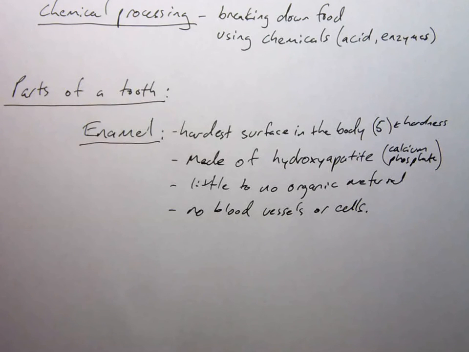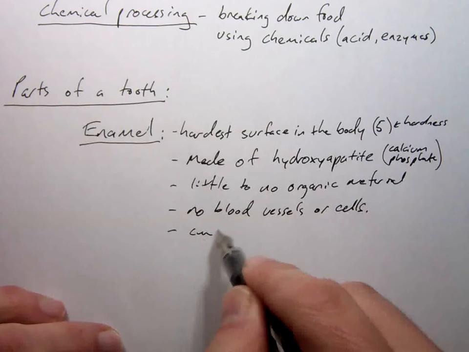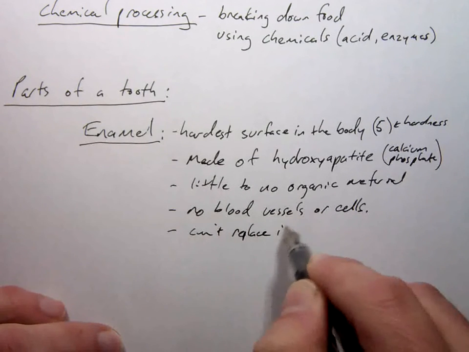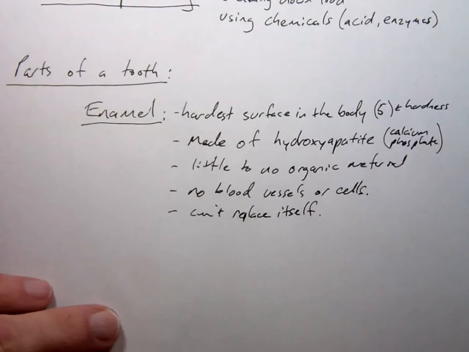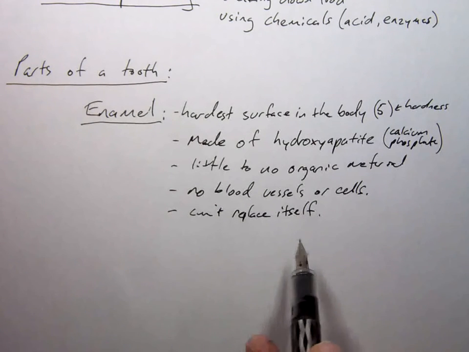The bad news is that if it doesn't have any cells, it has nothing with which to replace itself. Therefore, it just can't replace itself. That's not good, because you need that. Enamel helps you eat stuff. But it doesn't replace itself.